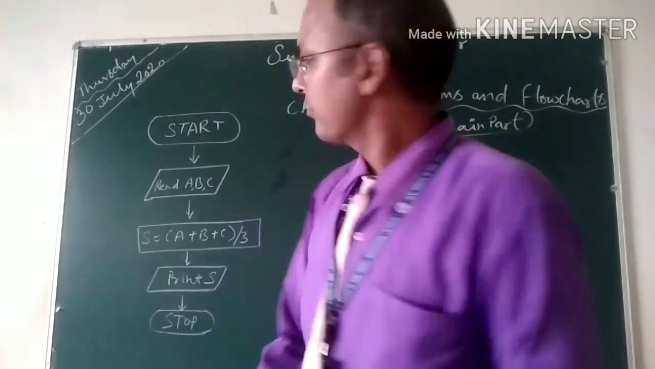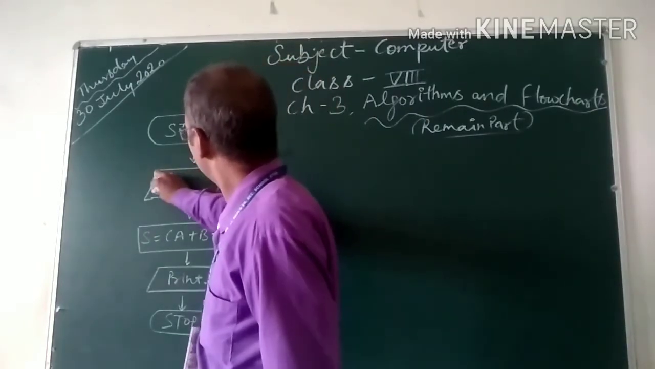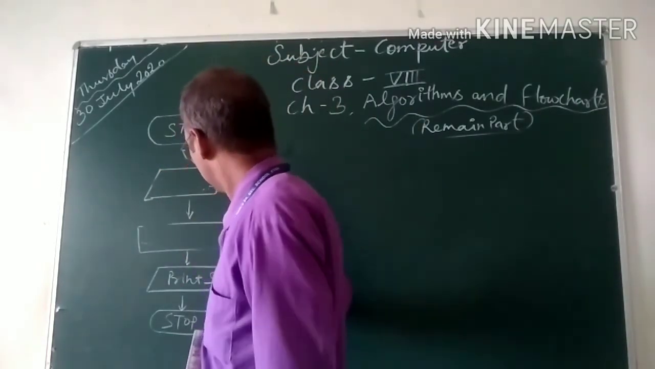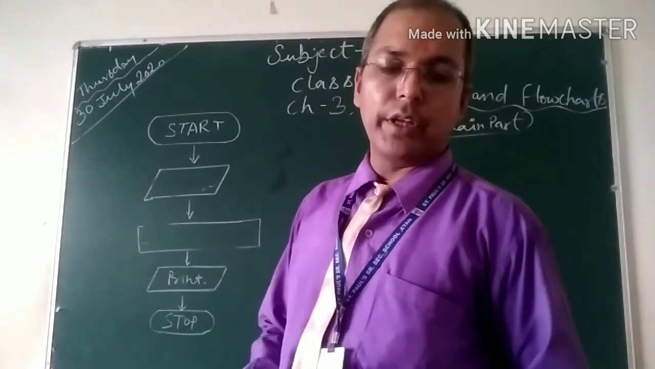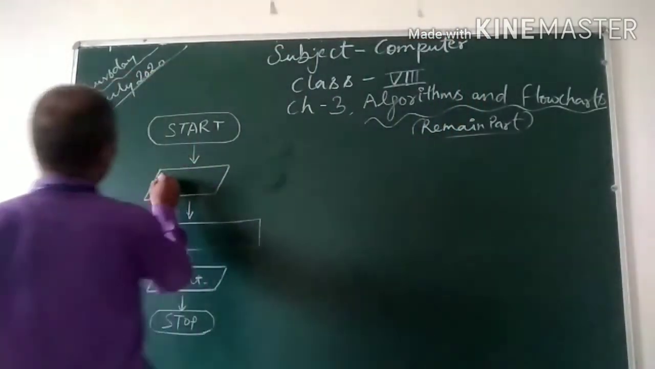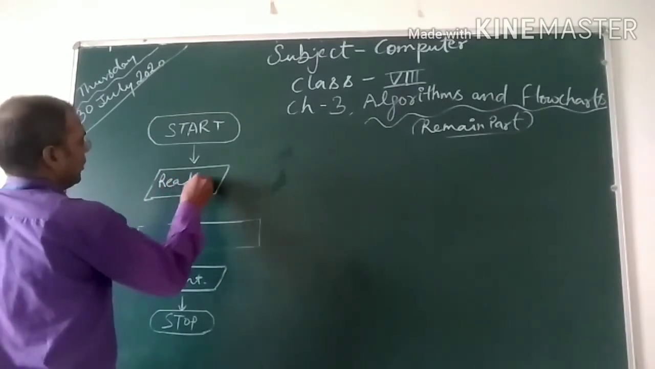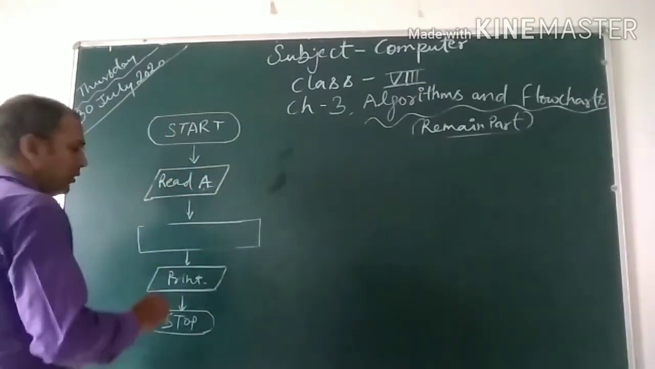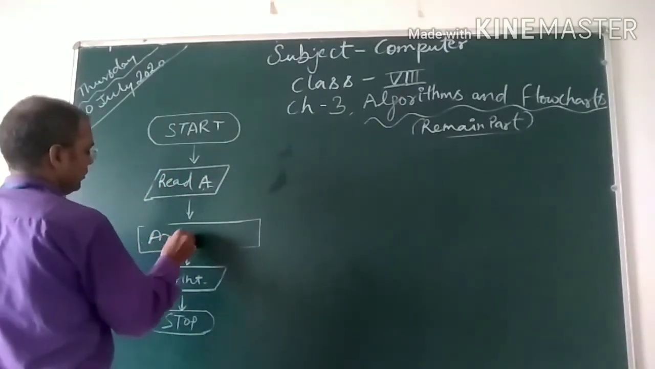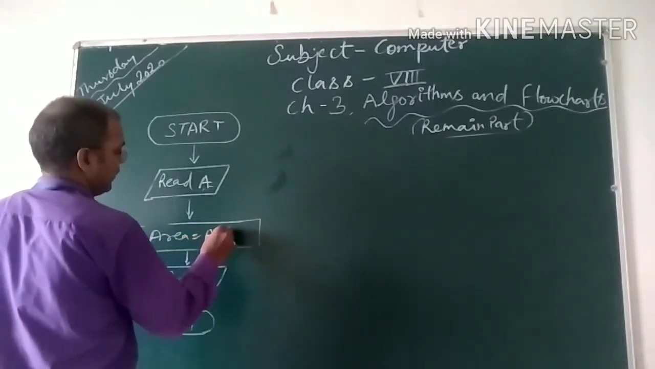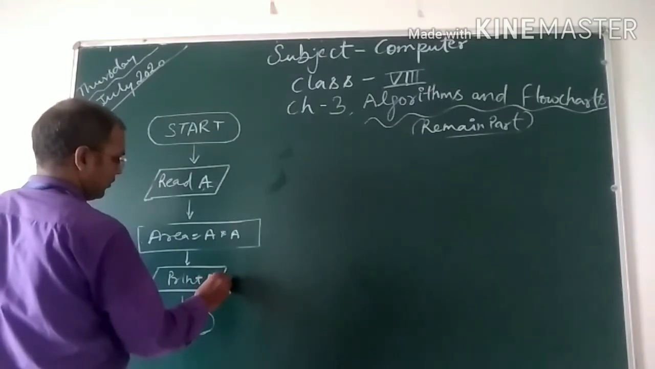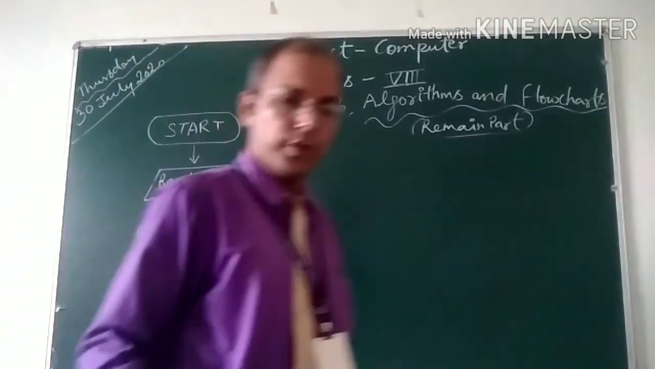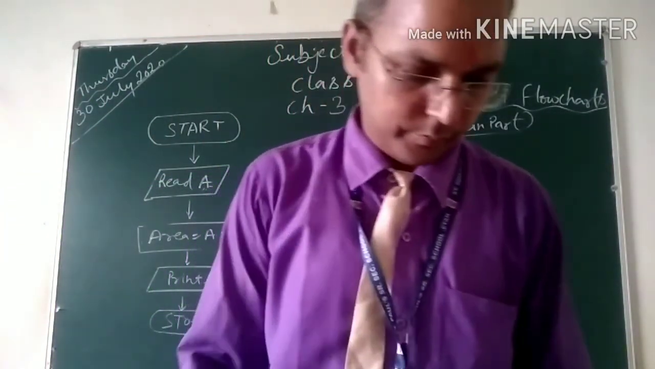Okay, in the third question, flow chart to calculate the area of a square. Then read A, A into A, and print area. Stop.